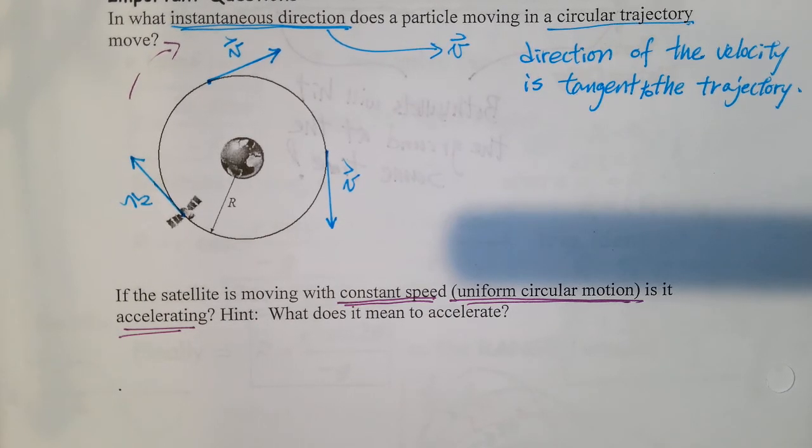Well, you can change velocity by changing the magnitude, definitely. So you could slow down or speed up. And when you do that, you're changing the magnitude of the velocity. Therefore, you are changing velocity. And when you have change in velocity, you have acceleration.